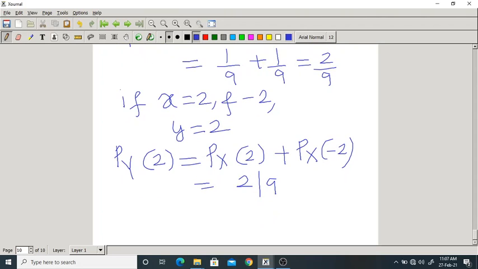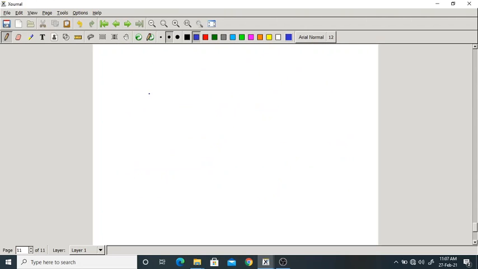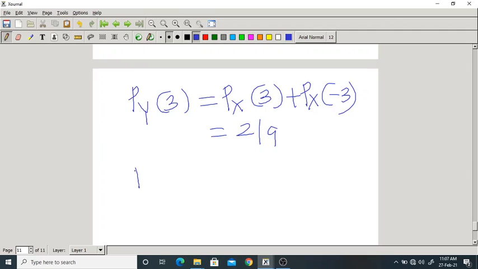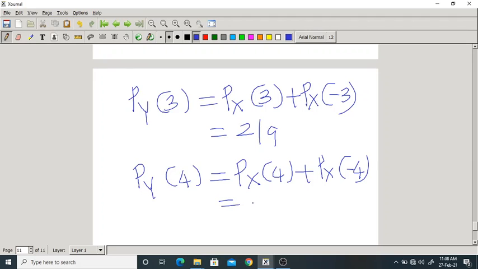In the same way, you can also write Py of 3 equal to Px of 3 plus Px of -3, that equal to again 2 by 9. Py of 4 equal to Px of 4 plus Px of -4, that is also equal to 2 by 9.